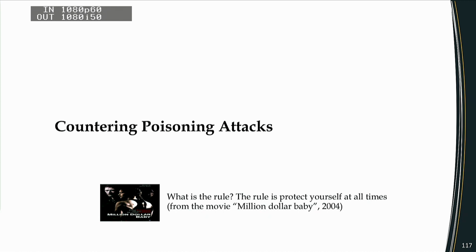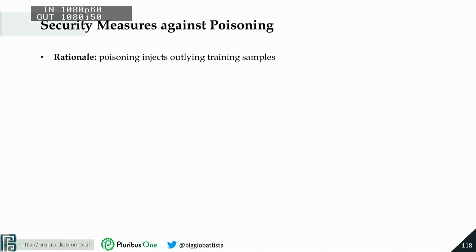Now coming to defenses. So how can we defend and protect the classifier against poisoning attacks? In this case, it's much easier than the evasion case, because by their nature, poisoning attacks have to be outlying with respect to the remaining training points.